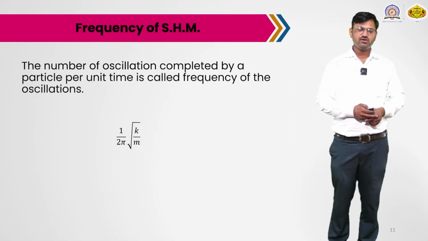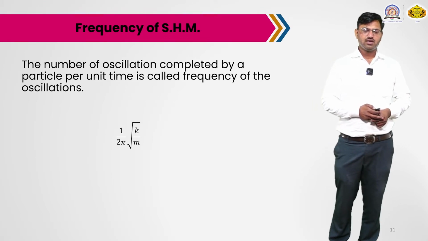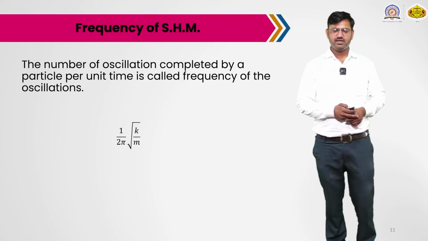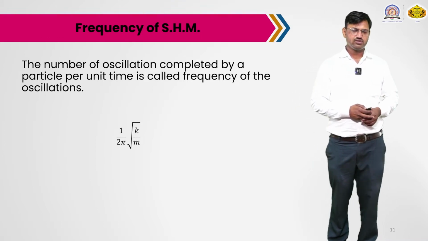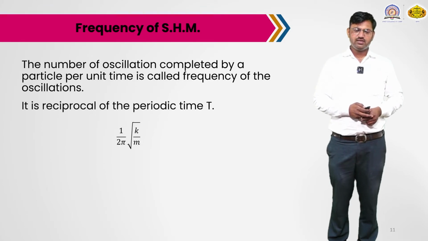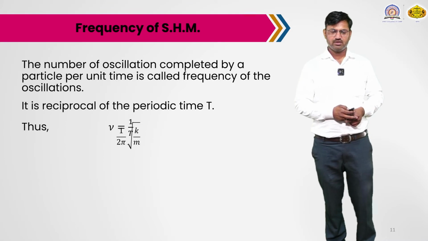Next, frequency of simple harmonic motion. The number of oscillations completed by a particle per unit time is called the frequency of the oscillations. It is the reciprocal of the periodic time T.